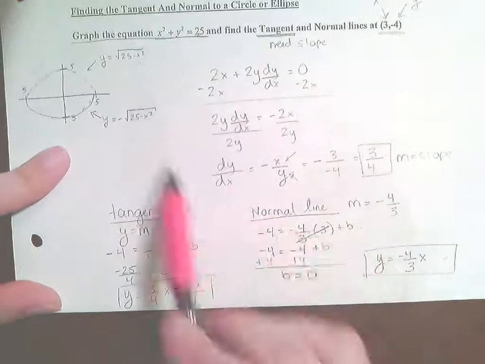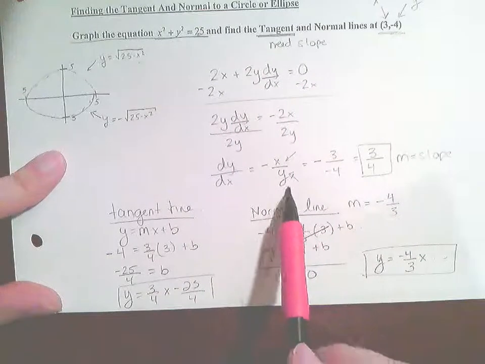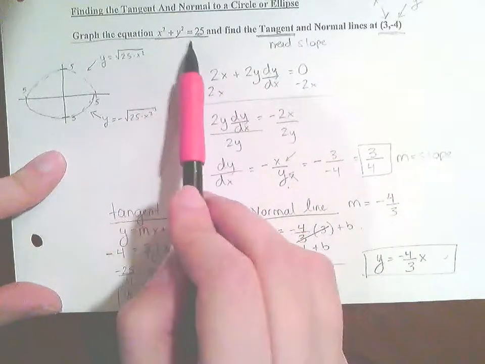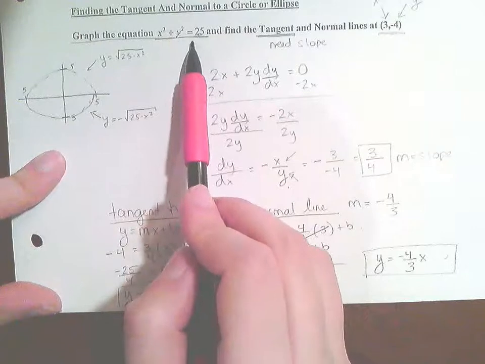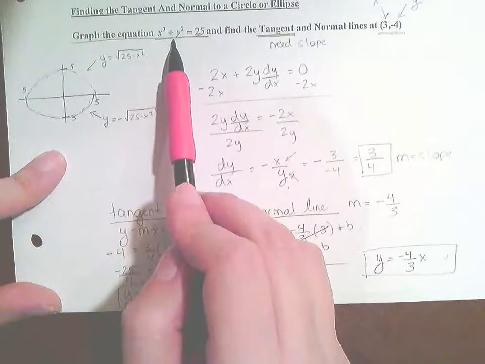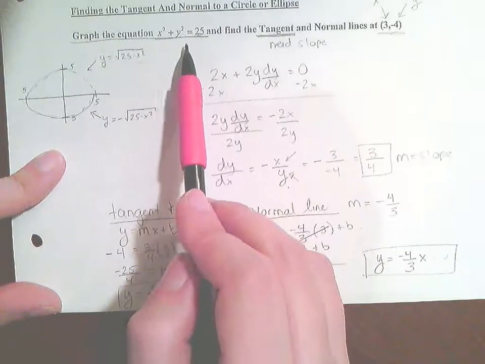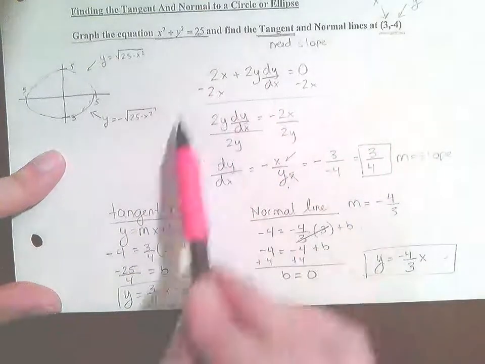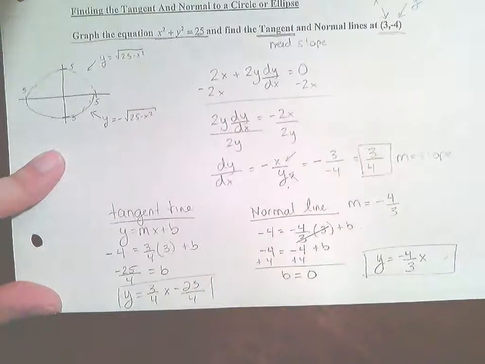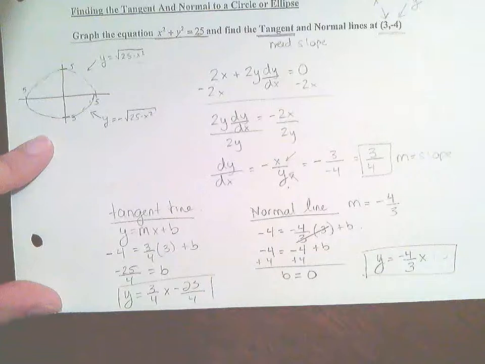So if you look in the book, they do show you how to get the derivative of this by solving for y and then using the chain rule. And you'll notice that this is much easier. So sometimes implicit differentiation is definitely easier than what we've been doing. All right, enjoy.